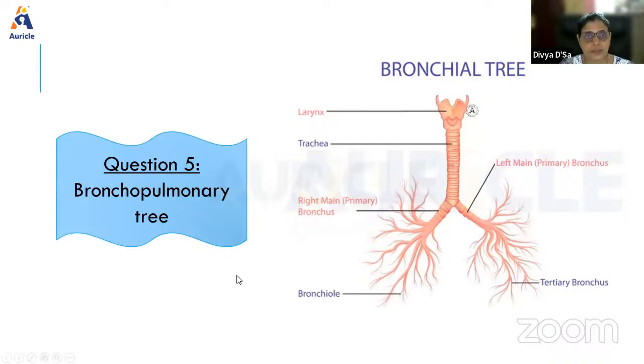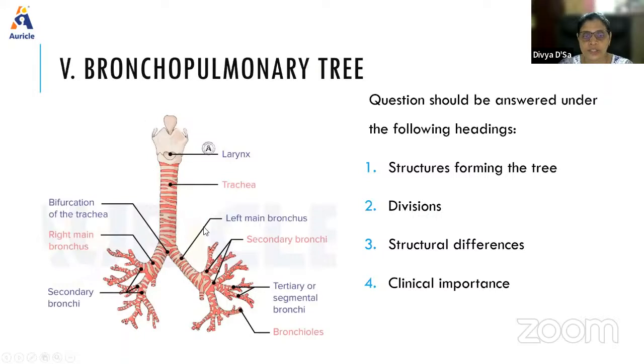Next short thing on bronchopulmonary tree. So you need to know the bronchopulmonary tree before you understand the bronchopulmonary segments. Okay, so what structures form the tree? What are its divisions and the structural differences and clinical importance?